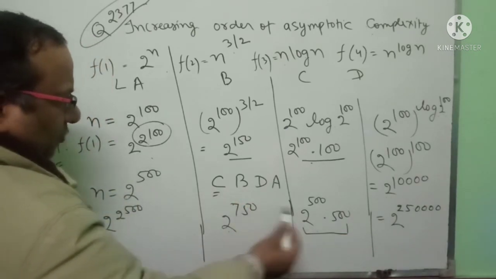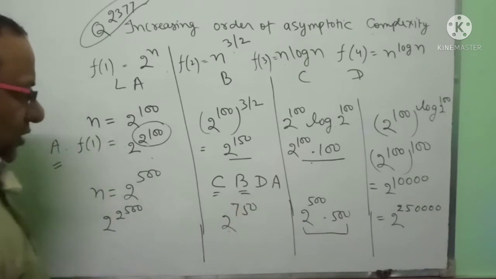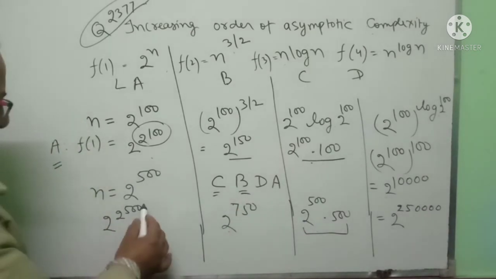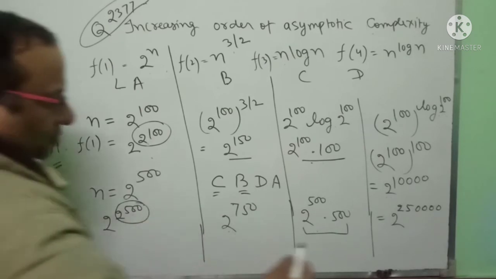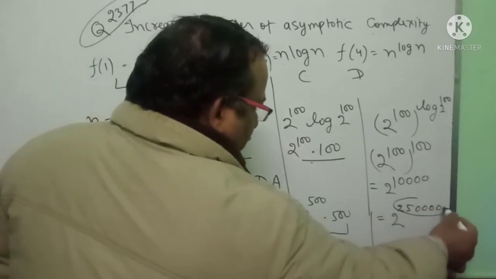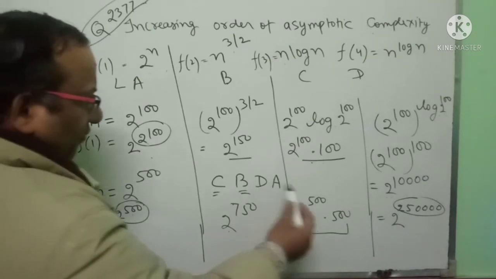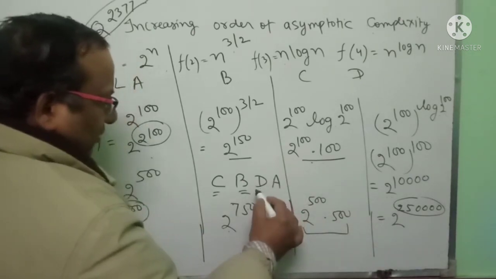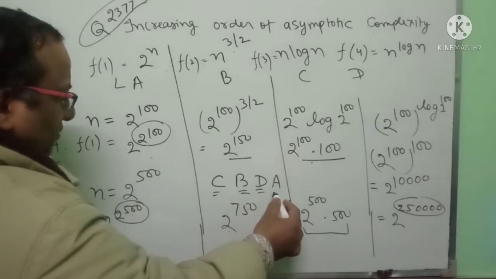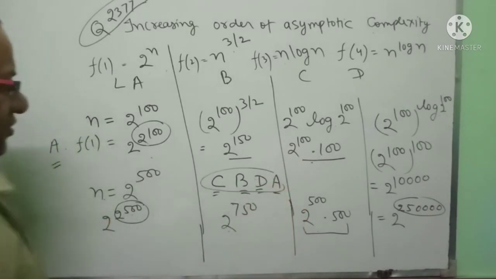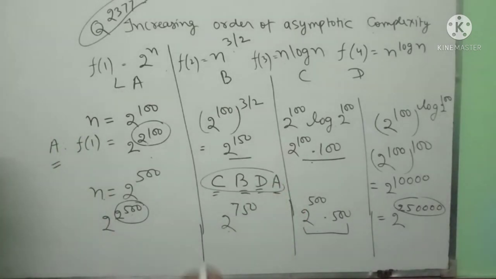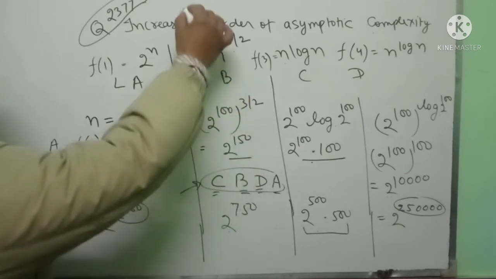So again C comes out to be the least. B comes out to be greater than this. 2 raised to the power 500 is much larger than 2 raised to the power 250,000. So again the same thing: after C comes B, D, and finally the greatest is A. So the correct sequence is CBDA. CBDA is the right increasing order.